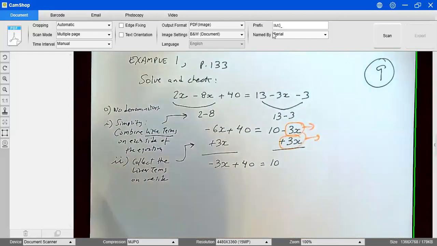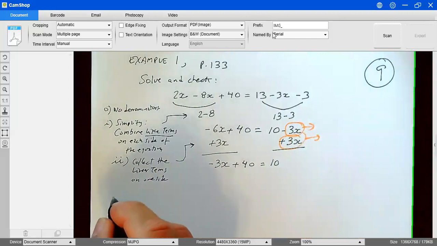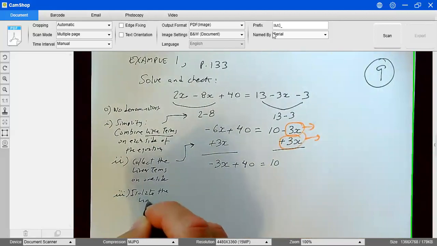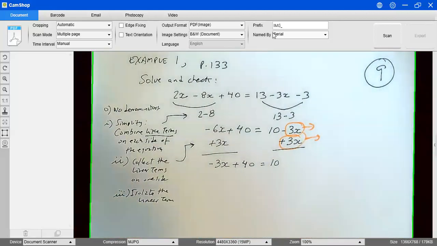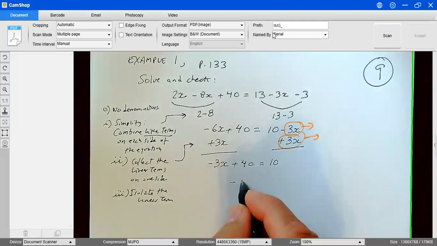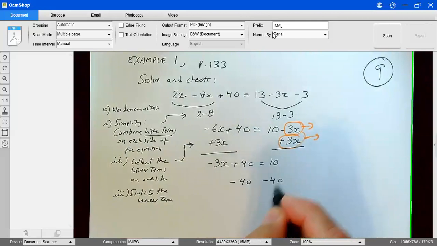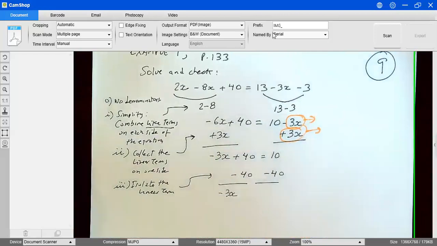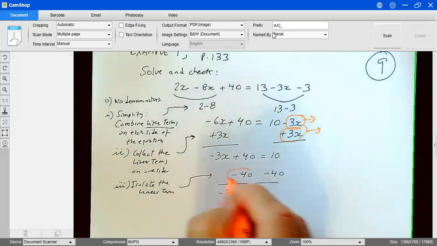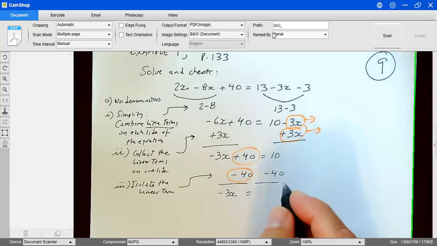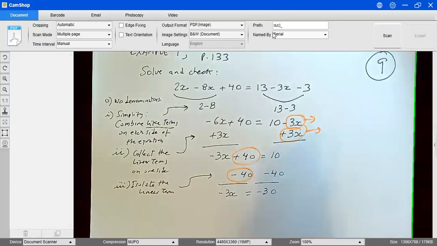Now the next step is to isolate the linear term. We want this term to be alone. To do that, we remove this 40, which is positive, so we add negative 40 on both sides. We get just negative 3x, because the positive 40 and negative 40 cancel each other. And then 10 minus 40 is negative 30.